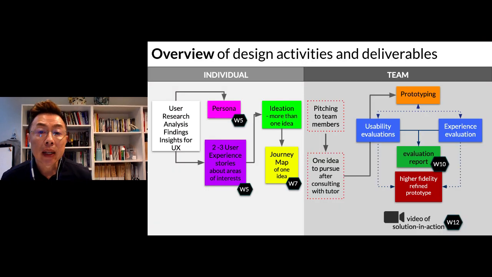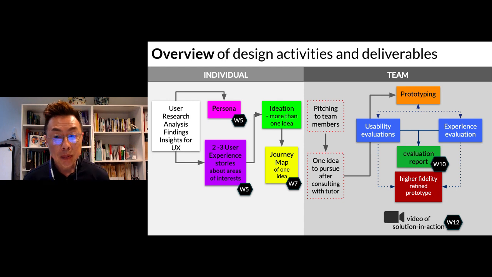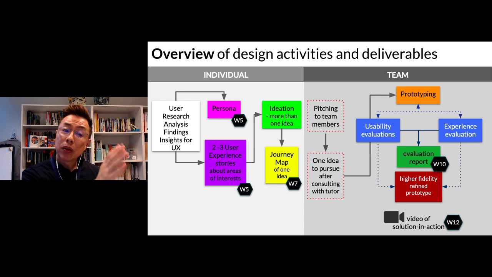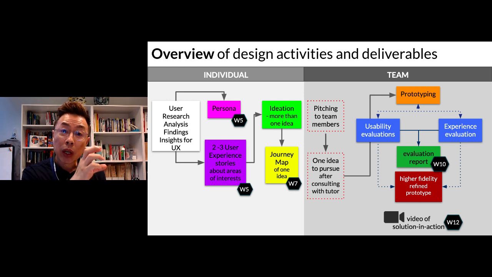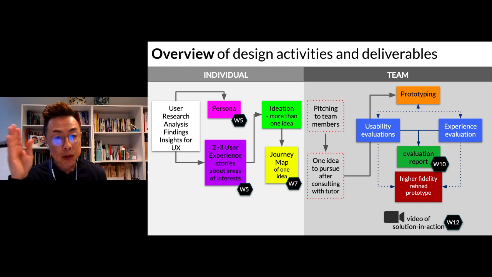So an overview of the design activities and deliverables. I want to remind you that you see those hexagonal boxes there, week 5, week 7, week 10, week 12. These are when the deliverables are due. But these are also the different things that you need to do. So you need to start with user research, analysis, findings, insights for UX. From there, you create a persona from the data. So you also need to understand your demographics. Okay? And you also need to then use the data to write 2 to 3 user experience stories, which we will teach you next week, as in week 4.